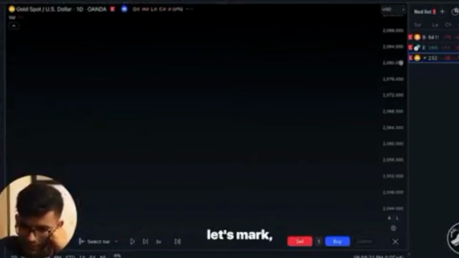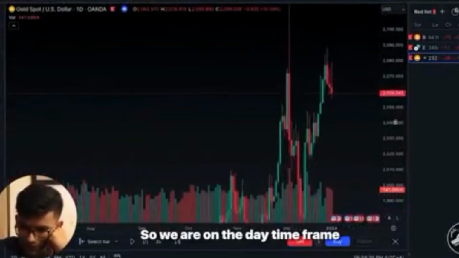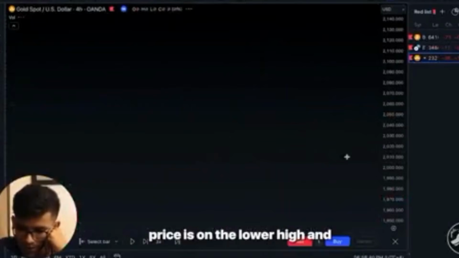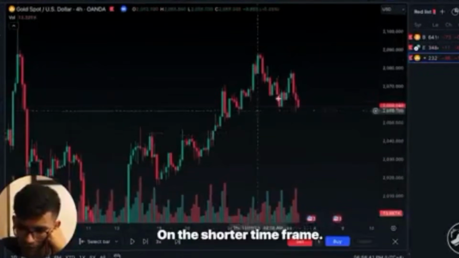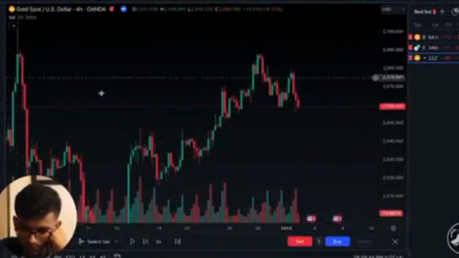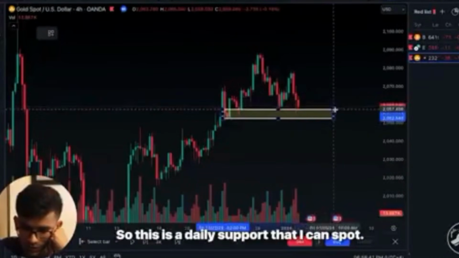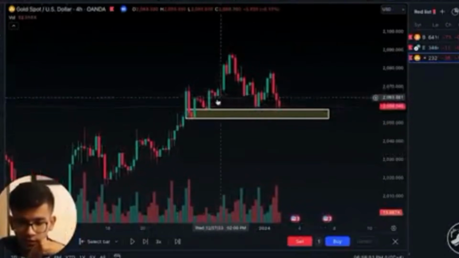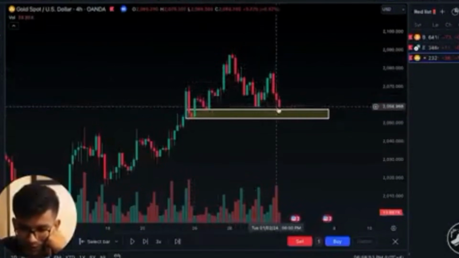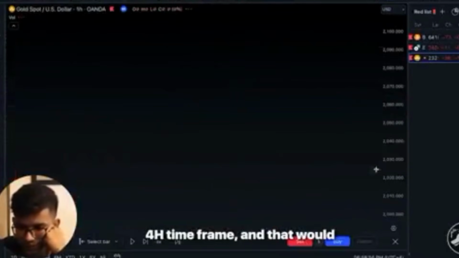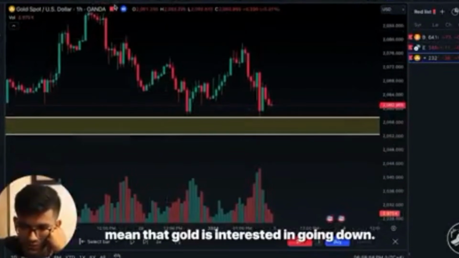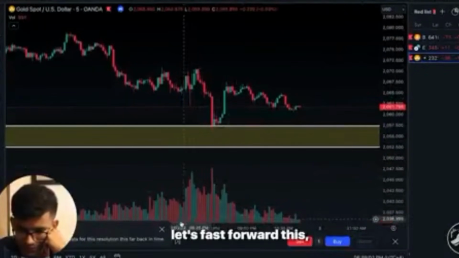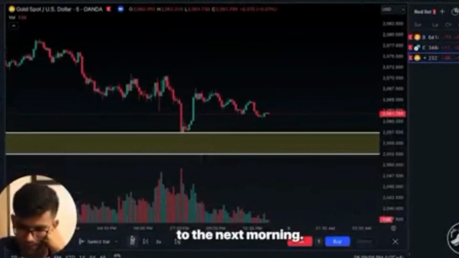Okay, so let's go to the daily time frame. All right, so we are on the daily time frame, and we can see that the price is correcting on the lower high and lower low structure on the shorter time frame. However, on the higher time frame, so this is a daily support that I can spot. But if this breaks, this would form a head and shoulder pattern on the 4-hour time frame, and that would mean that gold is interested in going down. So let's see. Let's fast forward this to the next morning.